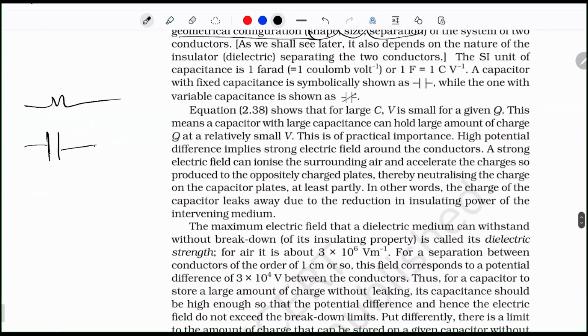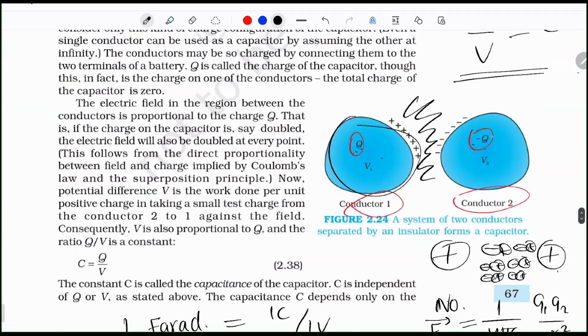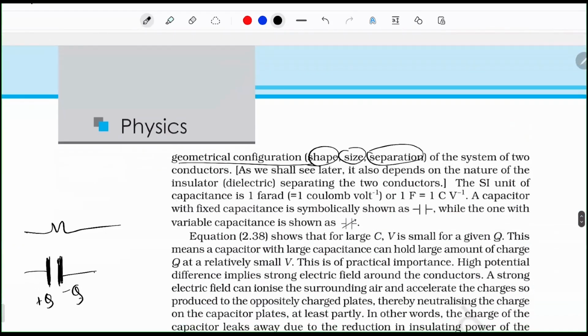The way this is a representation, this is one of the positive plates. You have a plus Q on this one, and this has negative Q. Okay, you see it's basically the same diagram represented in a more compact way.